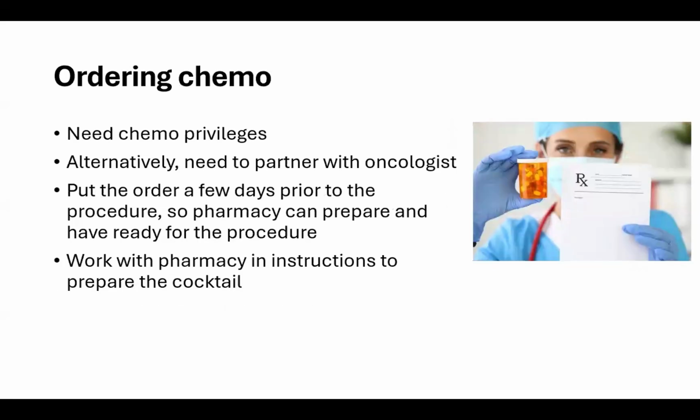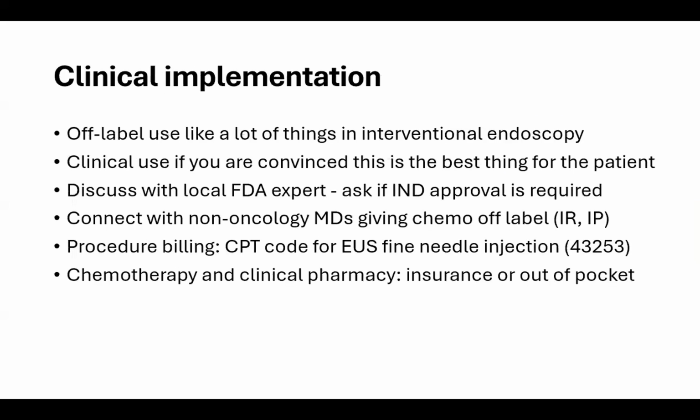Now, how to order the chemo? Really, you need to partner with the pharmacy and with the oncologist. You want to put in an order a few days prior to doing a procedure. With 24 hours in advance, the pharmacy can pretty much prepare everything and be ready to go for the next day. You want to work on the instructions of how to prepare the cocktail. There are instructions set up from the group of Matt Moyer at Penn State that he has been very generous to share with us, for example. And you want to partner with people who have been doing this for some time so they can help you set up your chemoablation program.